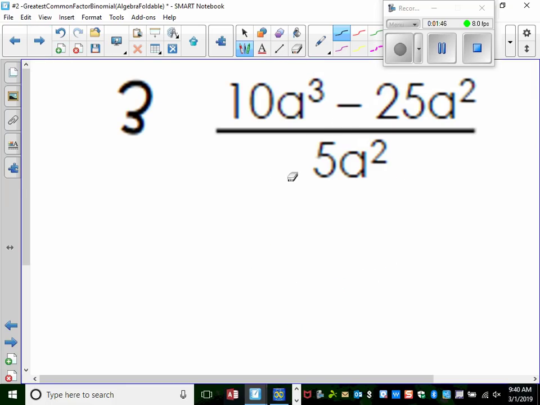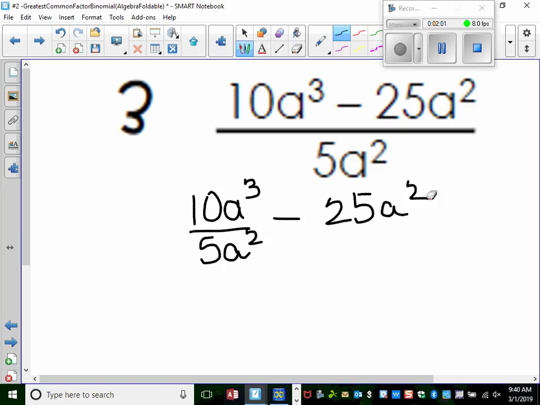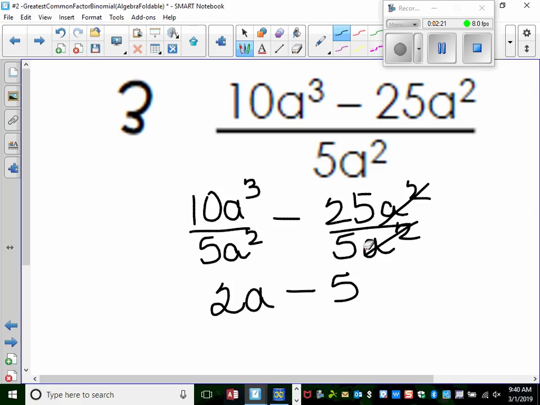Same thing here. You're taking that denominator and you're dividing by both terms. I'm going to rewrite it. So when I divide 10 and 5, I get 2. When I subtract my exponents, I get a to the first. When I divide, 25 divided by 5 is 5, and the a's actually equal a to the 0.